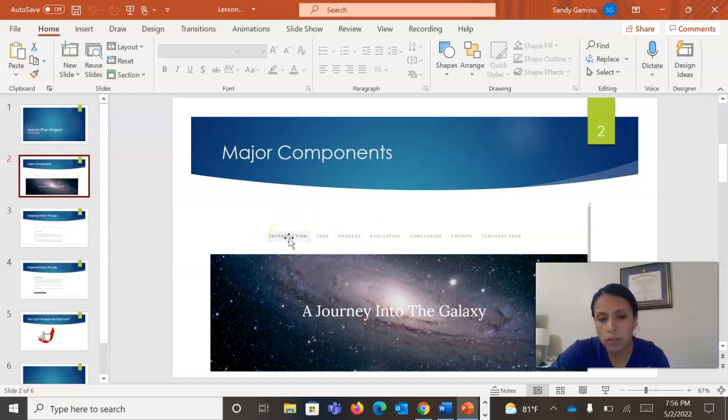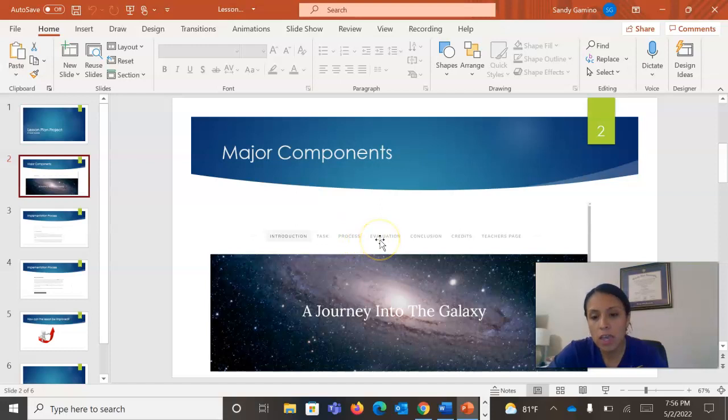The first major component of this lesson is the introduction. This is a section where it kind of gives the students an overview and also introduces them to the lesson. It sets the stage as well. Then you have your task, and this is a scenario. Kids are presented with a scenario, and then they move into the process of the lesson, and that's when they have to go through and work through activities, do research to complete their mission.